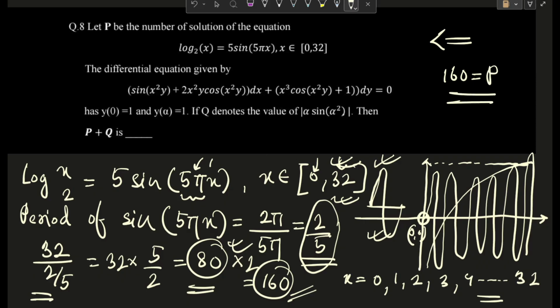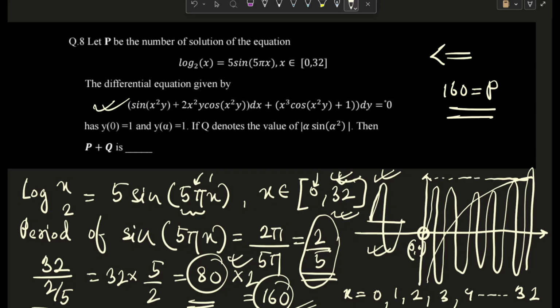So that's it, and now I guess we can move on to solving this pretty difficult looking differential equation. It's not very difficult, I will show you how. Okay, so guys, I'm doing the second part. I will give you a short introduction here. If you observe this equation, it's sine x square y plus 2x square y cos x square y dx plus of this thing dy equal to 0.